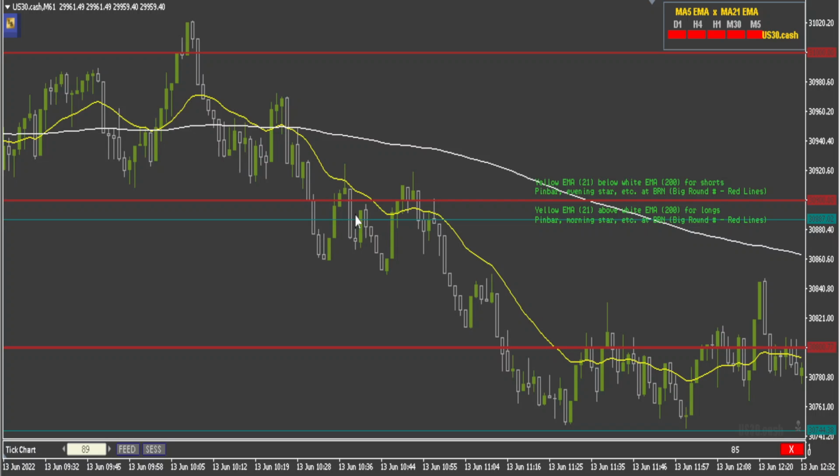But for the purposes of this illustration, we're not interested in entering here, because while we did reject the non-EMA, we're only looking for trades that reject the big round numbers, okay? So we come back down, come back up again, and nothing here is rejecting the big round number, the red line. We come back down, we come back up, and then look what we have here.